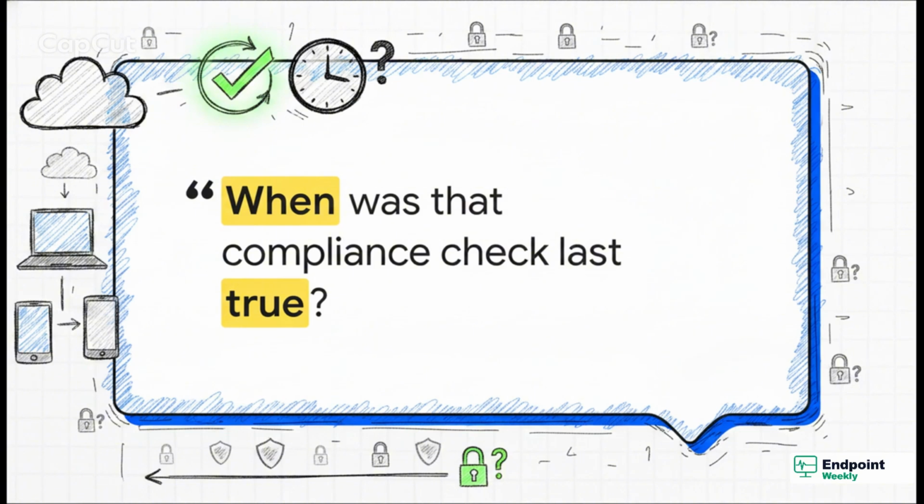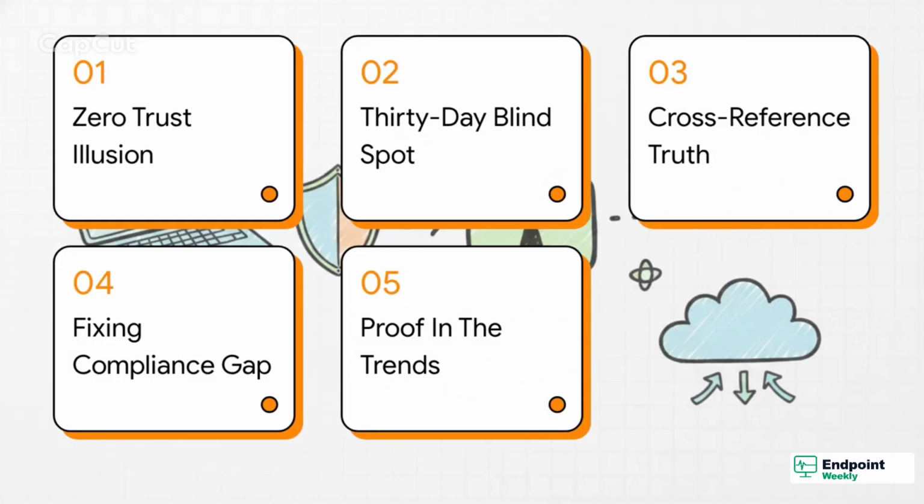So in this explainer, we're going to completely deconstruct this compliance gap. We'll walk through the exact technical mechanisms under the hood, and I'll give you the PowerShell remediation steps you need to actually secure your tenant. Here's how we're breaking it down today. First, the ZeroTrust illusion. Then, the 30-day blind spot. After that, cross-referencing the truth, fixing the compliance gap, and finally, proof in the trends. All right, let's jump right in.